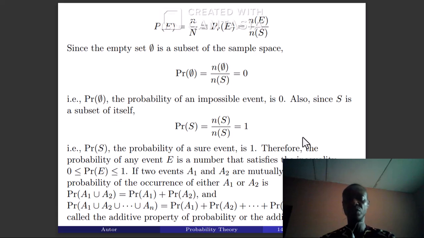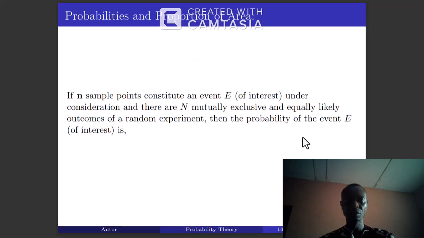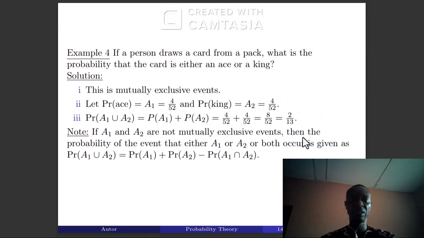This applies if it's a mutually exclusive event. And remember, what is a mutually exclusive event? We have it here. Can you see? They cannot occur together. The occurrence of one will prevent the occurrence of the other. So let's see an example.